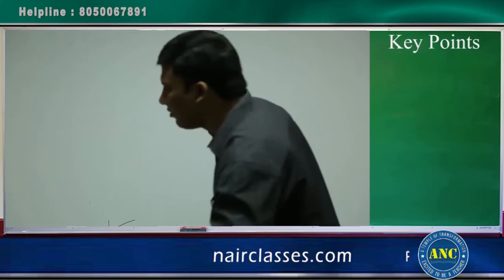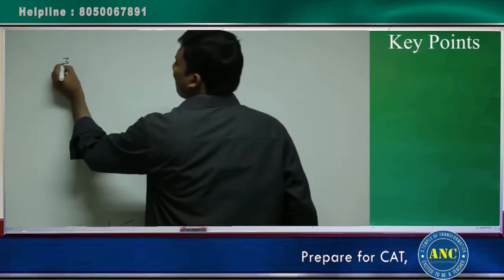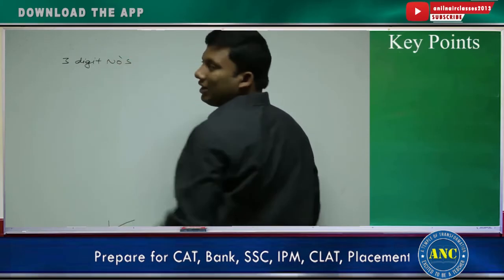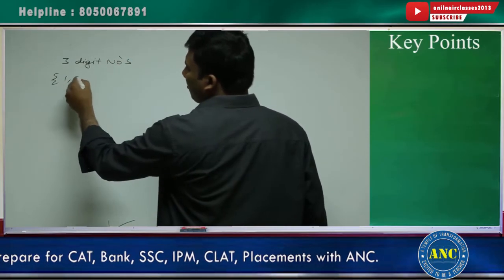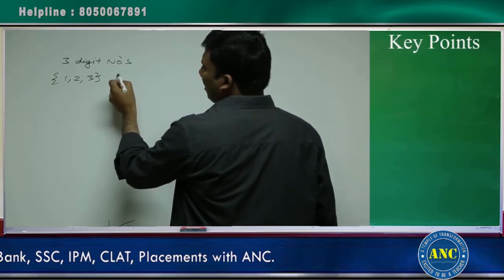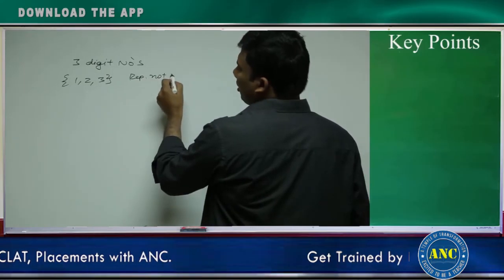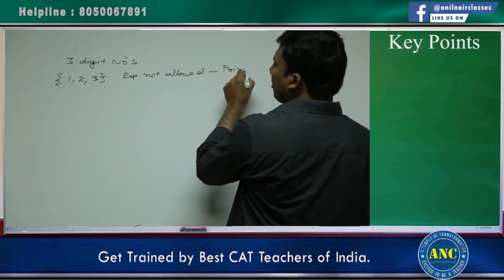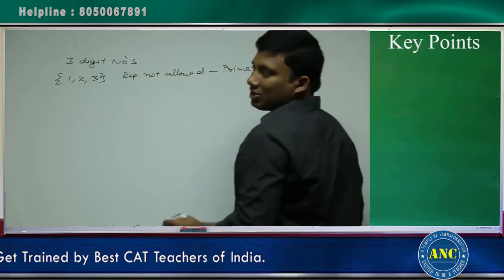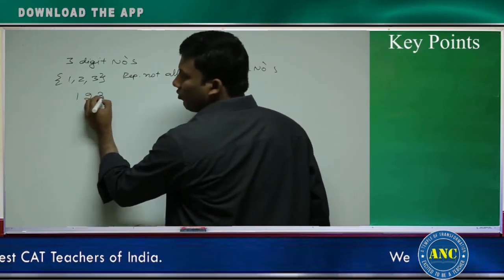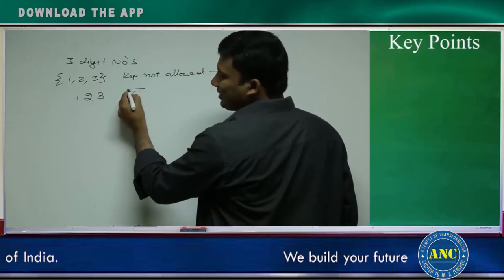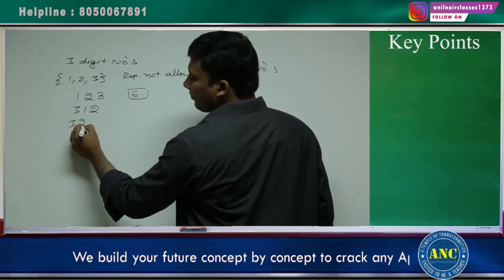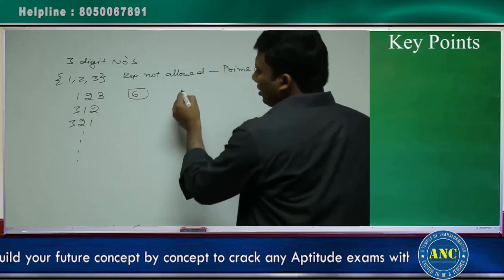Suppose, see here, important learnings: how many 3-digit numbers can be formed by using the digits 1, 2, 3, repetition not allowed, are prime numbers? Repetition not allowed means what will be the digits? 1, 2, 3. What will be the sum of the digits? 6. So the number is divisible by 3. Remaining digits will be like this.